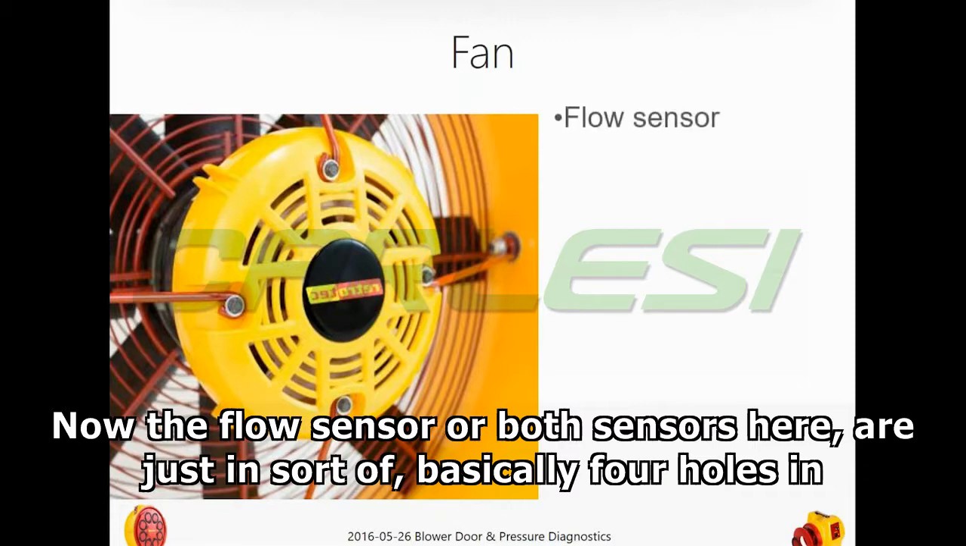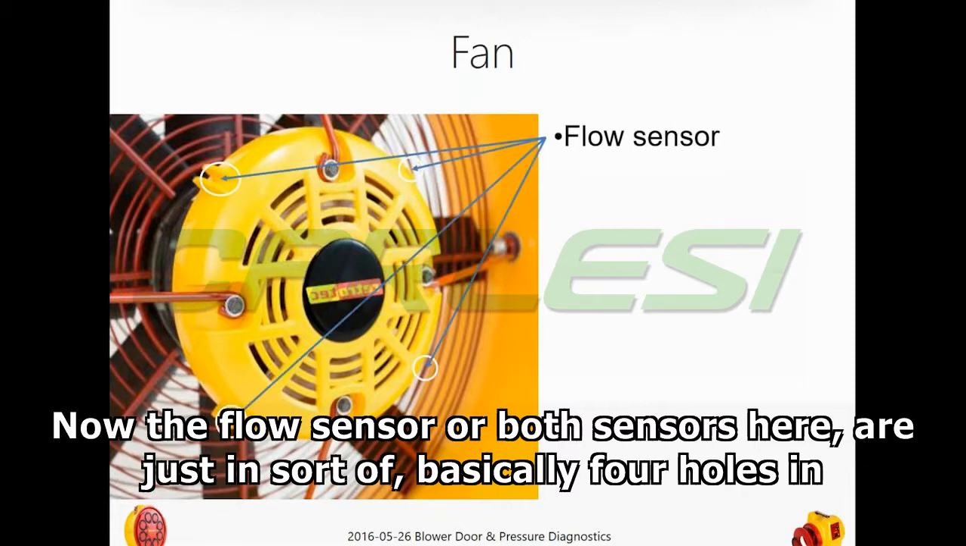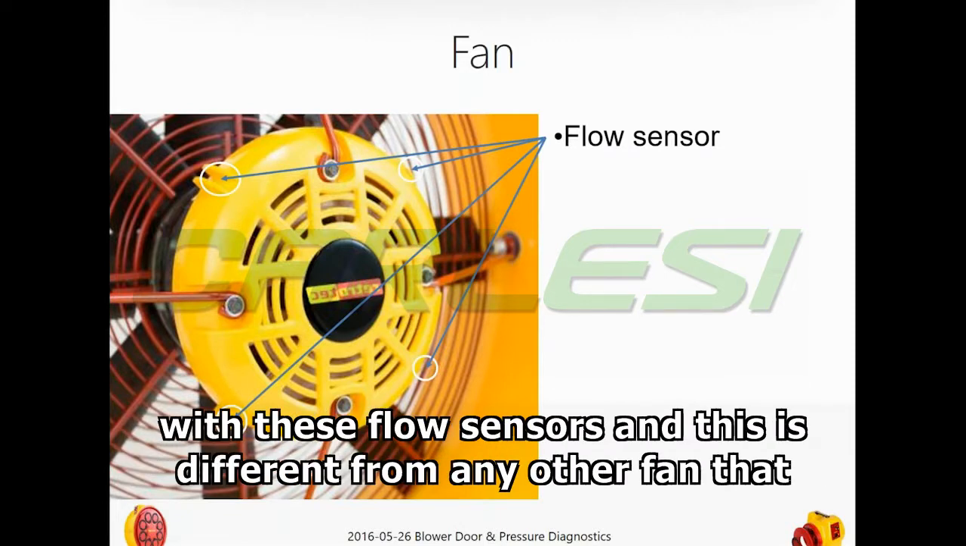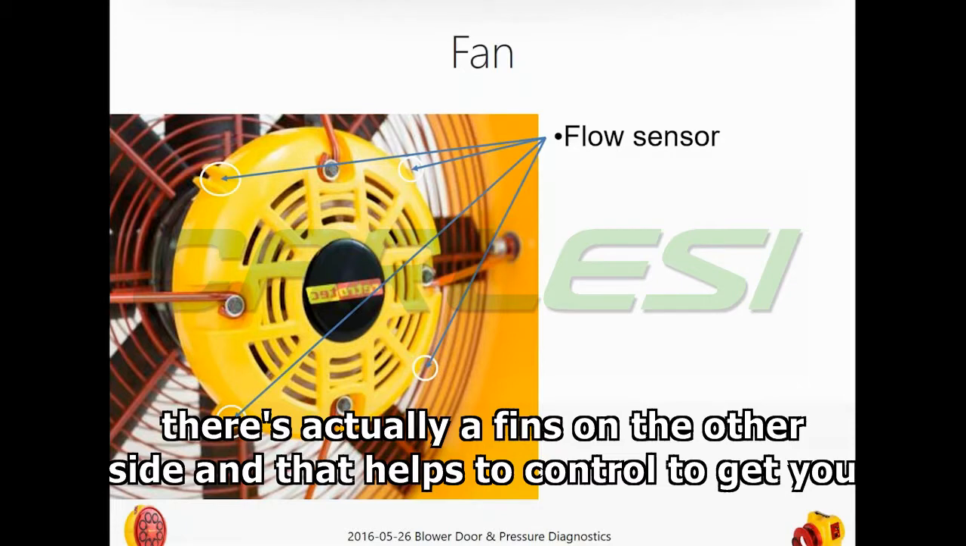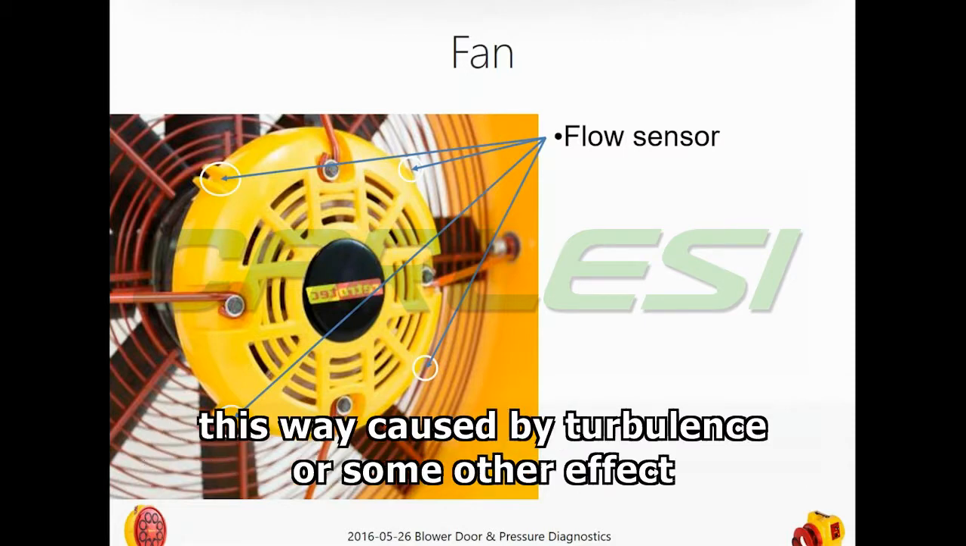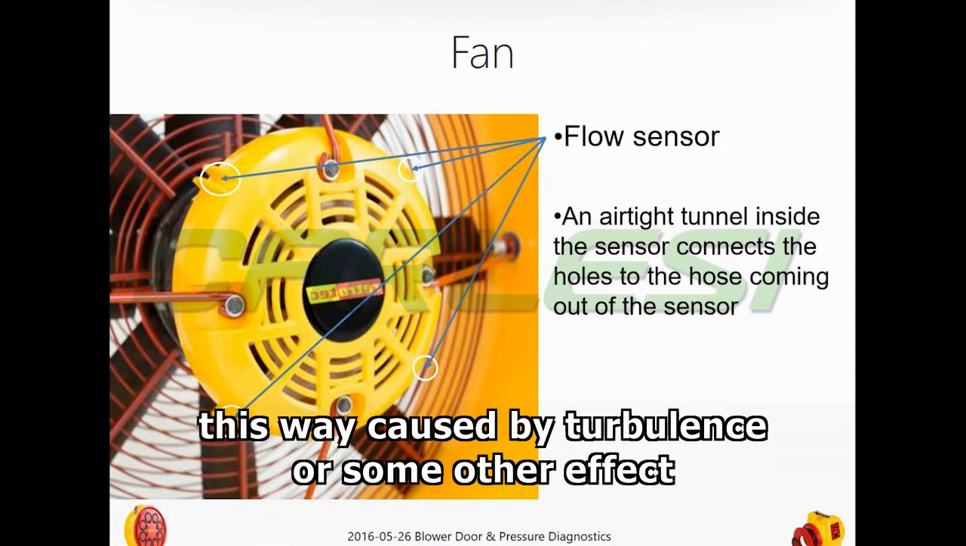Now the flow sensors here are basically four holes in a plastic ring, and that's where they're located. You'll notice with these flow sensors, and this is different from any other fan, that there are actually fins on the other side. That helps to get you a better, more accurate test so that you don't get air moving across it caused by turbulence or some other effect.